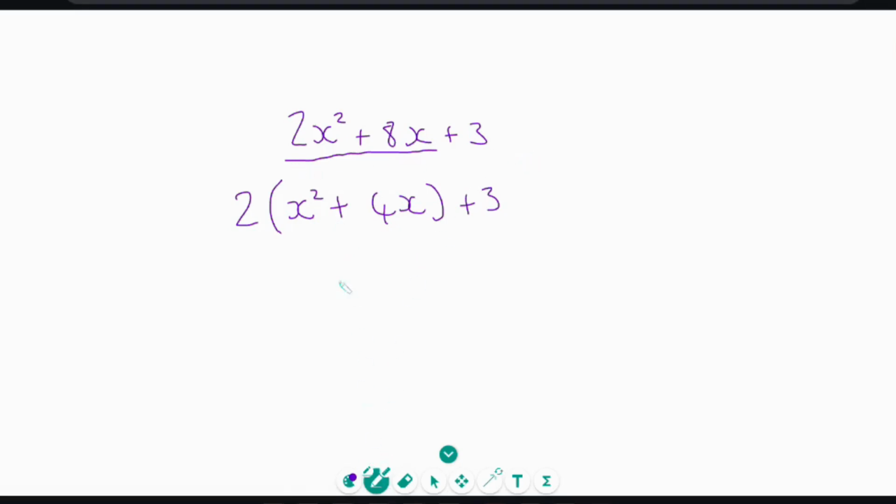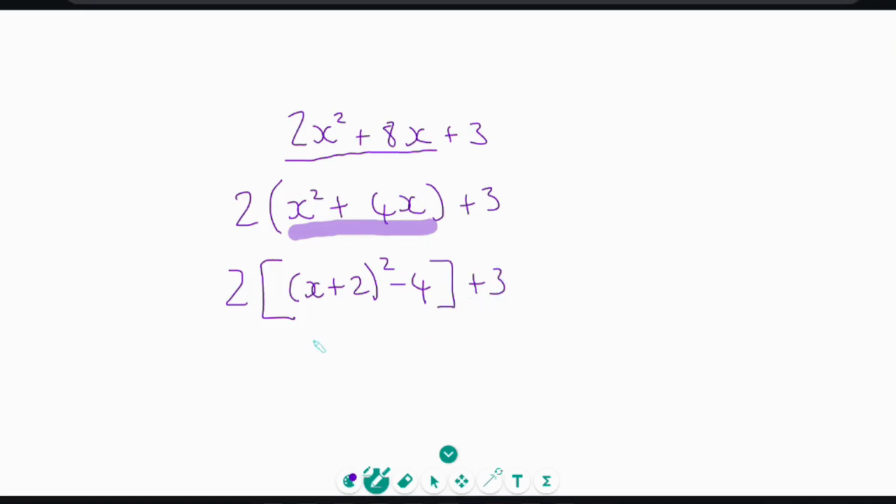Right, now you can actually complete the square with this bit in the bracket because we've got 1x squared. So I'm going to introduce some square brackets here. So x plus half of 4 is 2. 2 times 2 is 4, so I need to take off 4. And I've got my plus 3 outside my brackets.